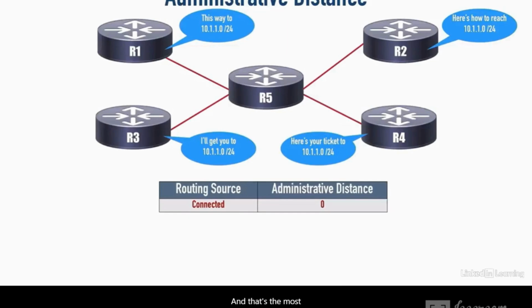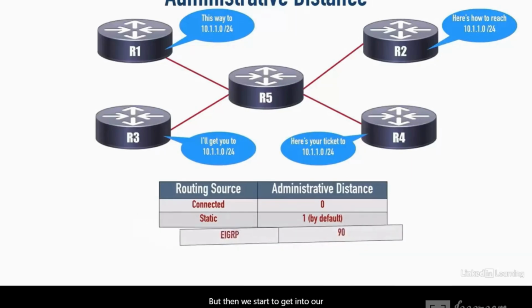And that's the most believable of all. So that has an administrative distance of 0. However, we could have a static route that we administratively add to the router. By default, it's going to have an administrative distance of 1. So that's pretty believable. But then we start to get into our dynamic routing protocols.